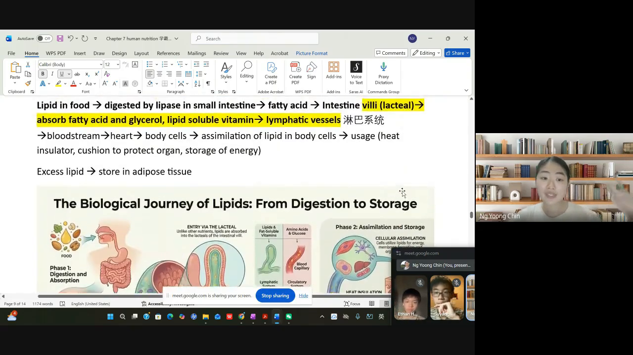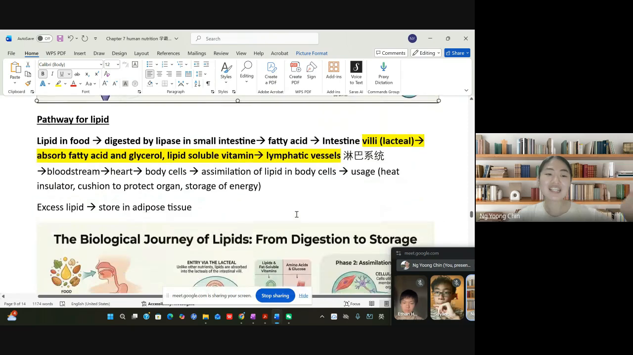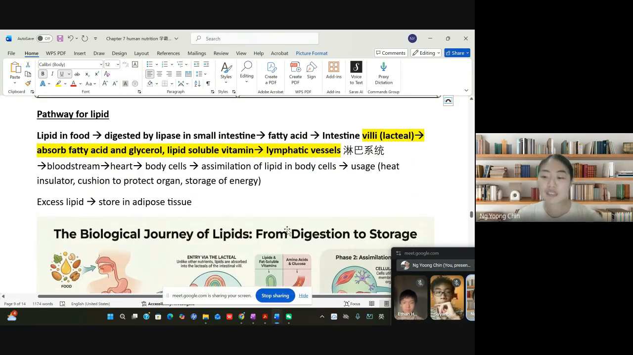A very nice picture, I hope you like it. And now we go on to the lipid pathway. If you have lipid in the food, it will be digested by the lipase.